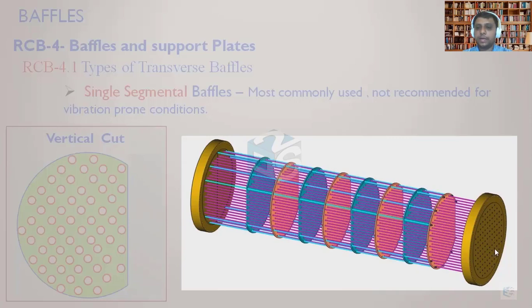Few of the tubes will pass through this baffle window, and those will be supported by alternate baffles only. The tubes which come after this will be supported by this baffle. The tubes which go after this baffle cut will be supported by alternate baffles. So the first, third, fifth, seventh are the baffles which support some tubes, and 2, 4, 6, 8 are the baffles by which the other tubes will be supported, the even-numbered baffles.